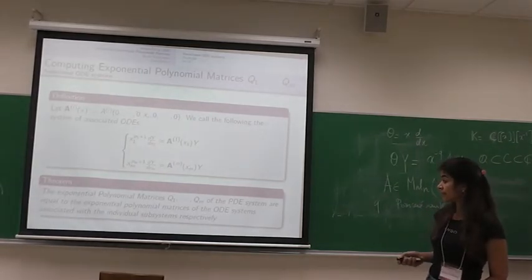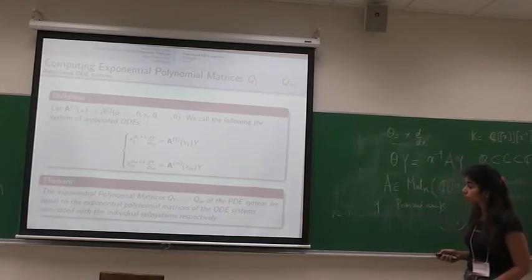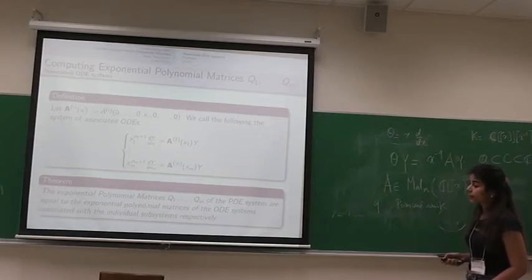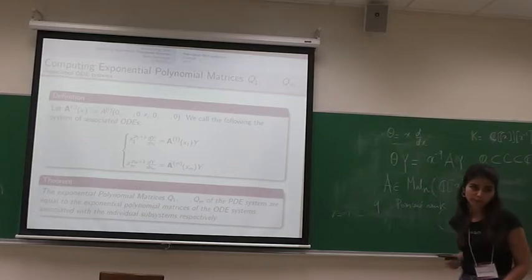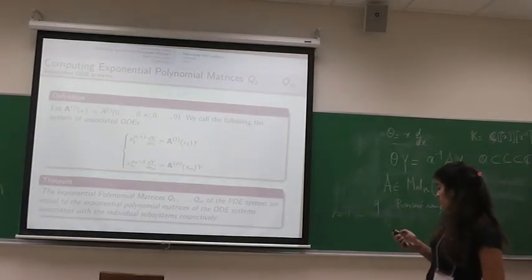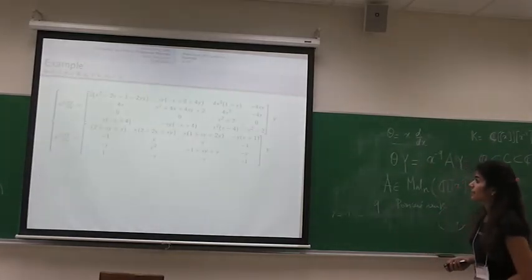And the main result that we have is that the exponential polynomial matrices Q1 to Qm of the linear partial differential system are equal to the exponential polynomial matrices obtained from each of these ordinary differential systems associated to the individual subsystems. I illustrate this by an example.